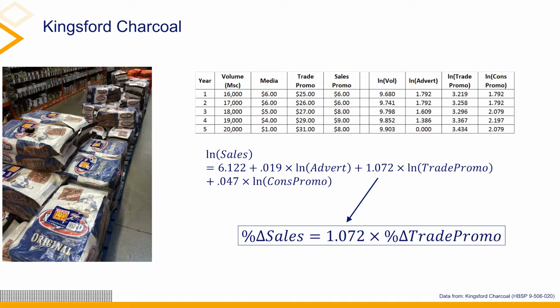We seek to explain the variation in sales volume with variables describing 3 elements of the marketing mix: media spend, trade promotion spend, and consumer sales promotion spend. Of course, with only 5 data points, we will use caution in interpreting the results. We take the log of all 4 variables in order to estimate a log-log regression model. The coefficients of a log-log regression model are read as the elasticities.